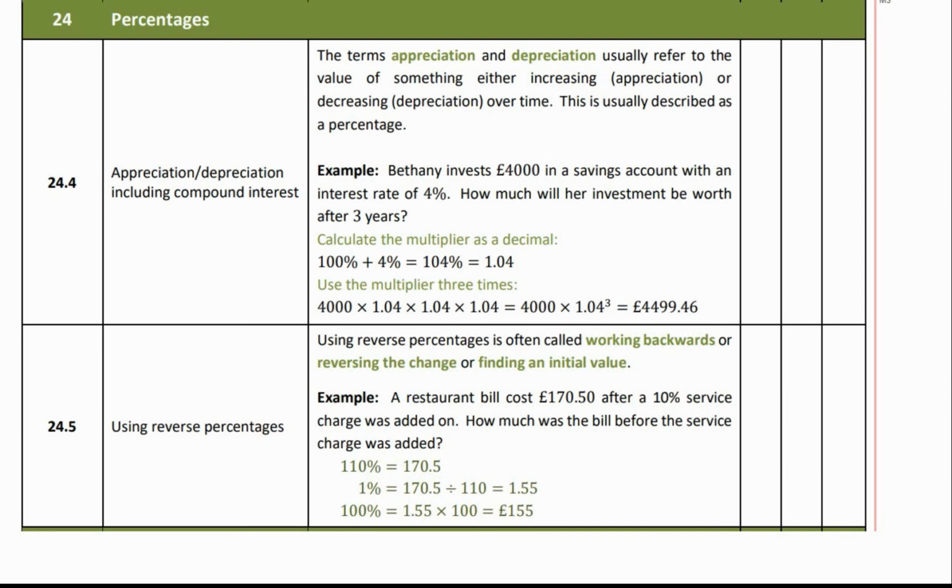Okay, so we're just going to crack on with percentages. This is number 24 on the CETA checklist, and there's two things that we really need to go over: compound interest and reversing the change.